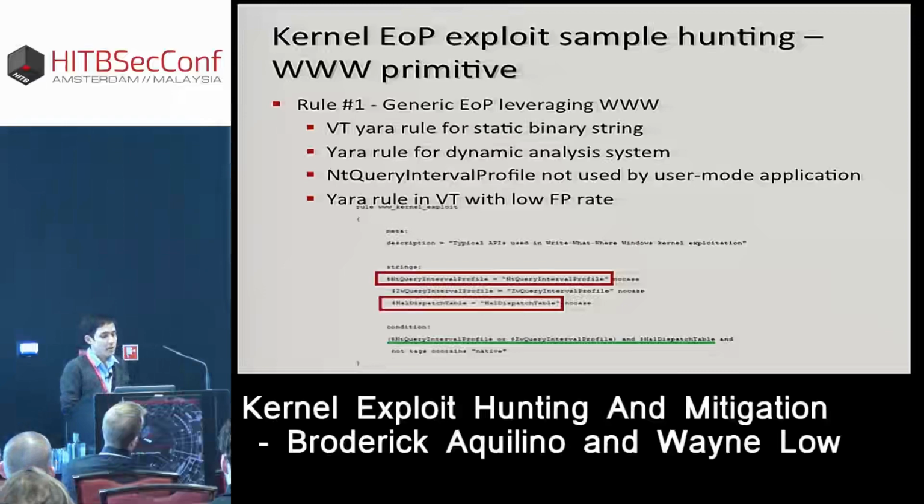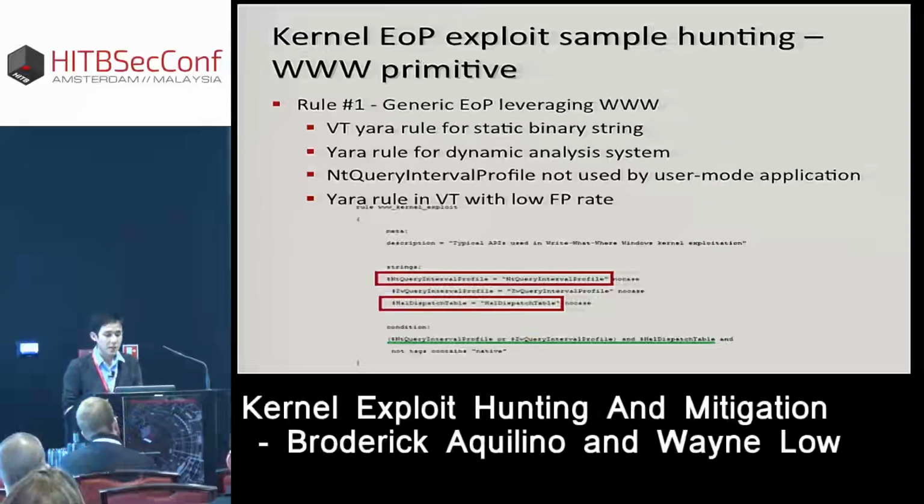As I mentioned previously, the use of the write-what-where primitive is still very favorable to us in mining the majority of kernel exploit samples. To reiterate, after successfully exploiting a kernel vulnerability, the exploit process will need to call the NtQueryIntervalProfile function in order to transfer code execution to an arbitrary address under the attacker's control, which is overwritten in the HalDispatchTable via some arbitrary write kernel vulnerability. And keep in mind that the use of this function is not common to be found in user mode applications. Hence, it is safe to say that if this Windows kernel API function is found in a binary or process memory, it potentially contains a kernel exploit.